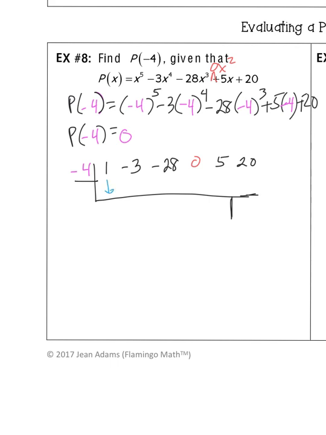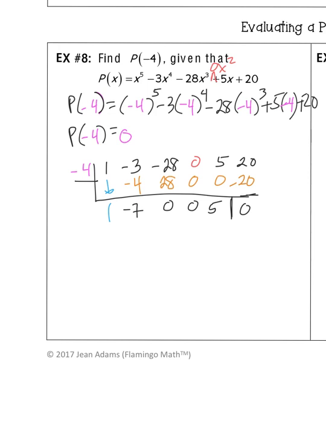So first thing I'm going to do is drop down the 1. Negative 4 times 1 is negative 4. Add down, I get negative 7. Negative 4 times negative 7 is positive 28. Add down, and I get 0. Negative 4 times 0 is 0. Add down, I get 0. Negative 4 times 0 is 0. Add down, I get 5. Negative 4 times 5 is negative 20. Add down, and I get 0.